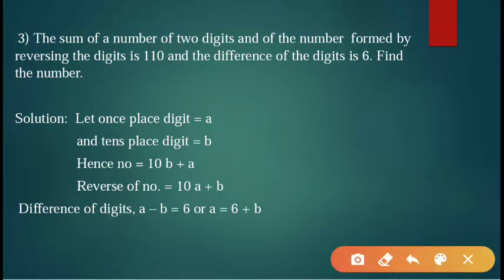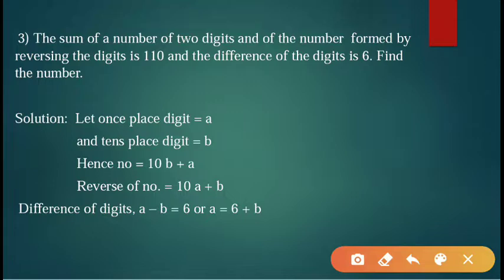Now read the question very carefully. The sum of a 2-digit number and the number formed by reversing the digits is 110, and the difference of the digits is 6. Find the number. What is given in the question? 2 digits are there. Okay. When you reverse the digits, the original number and the reversed number, their sum is given as 110, and the difference of the digits is given as 6. So you need to find out the answer.